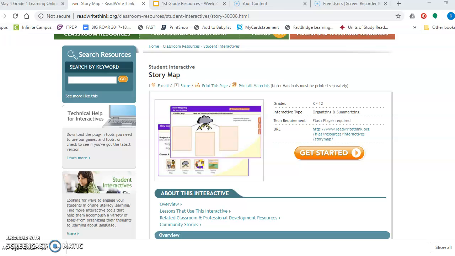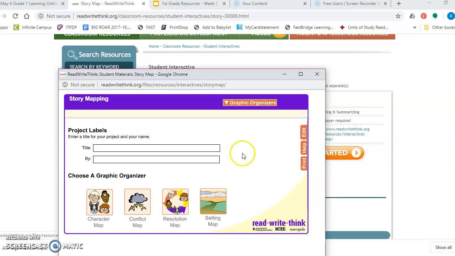So today's strategy is actually pretty fun because you get to do it on the computer. So I'm going to show you how to do that. You'll need to click on that link that I have up on this slide on our document. And this is a story map. So what we're going to do is click Get Started, and then you'll have all of these different options to talk about specific things in your story.